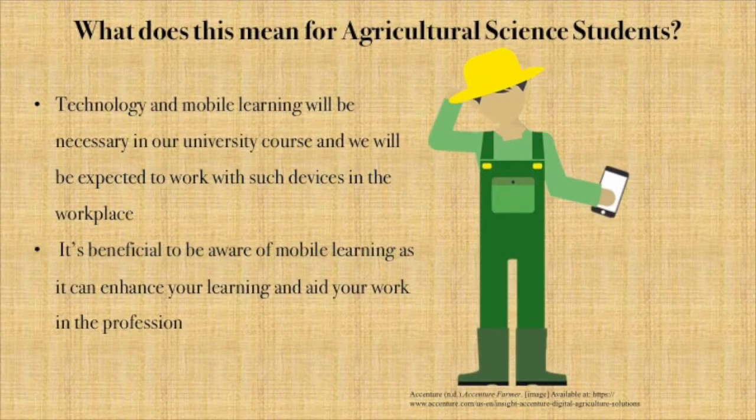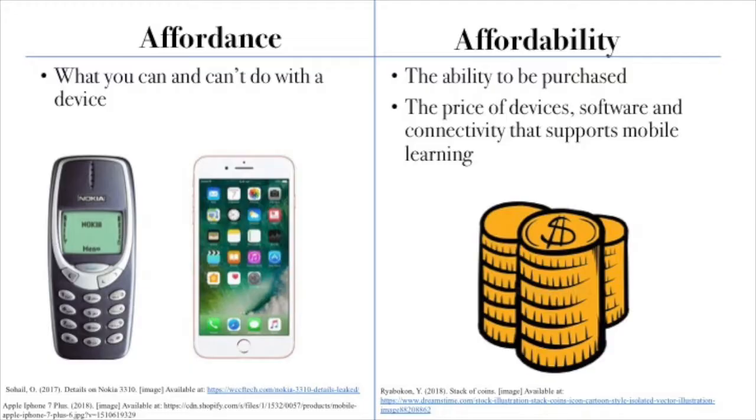As an agricultural science student, you should expect to have mobile devices integrated in your studies. Affordances are the function a device lends itself to. Affordability is the ability to be purchased. The Nokia has high affordability but low affordance, while the iPhone has low affordability and high affordance. The iPhone has internet access, texting, camera, calls, and location services, while the Nokia is very basic.